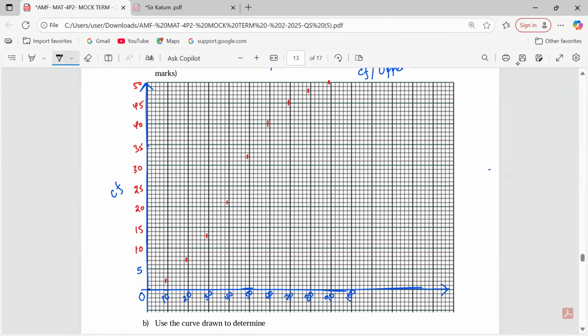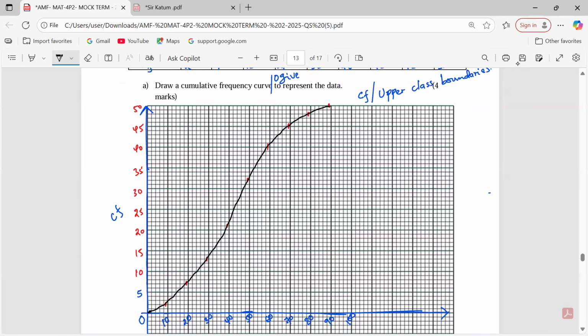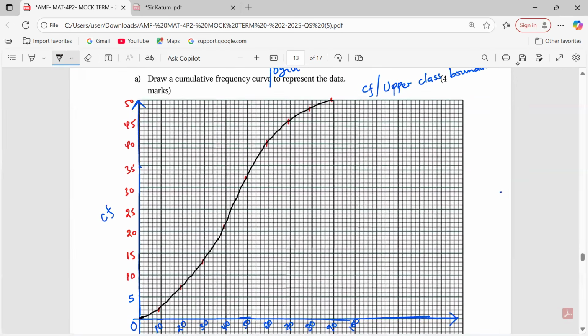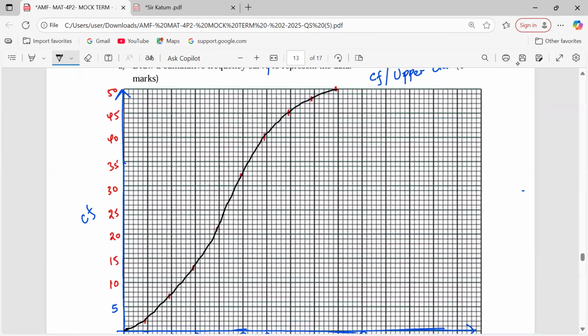So we start from 0. Then we connect all the coordinates. A very smooth curve is expected. And when you look at what I'm coming up with, it's a very smooth curve. So that is our ogive according to the data provided. Cumulative frequency curve. I hope everybody can see it.